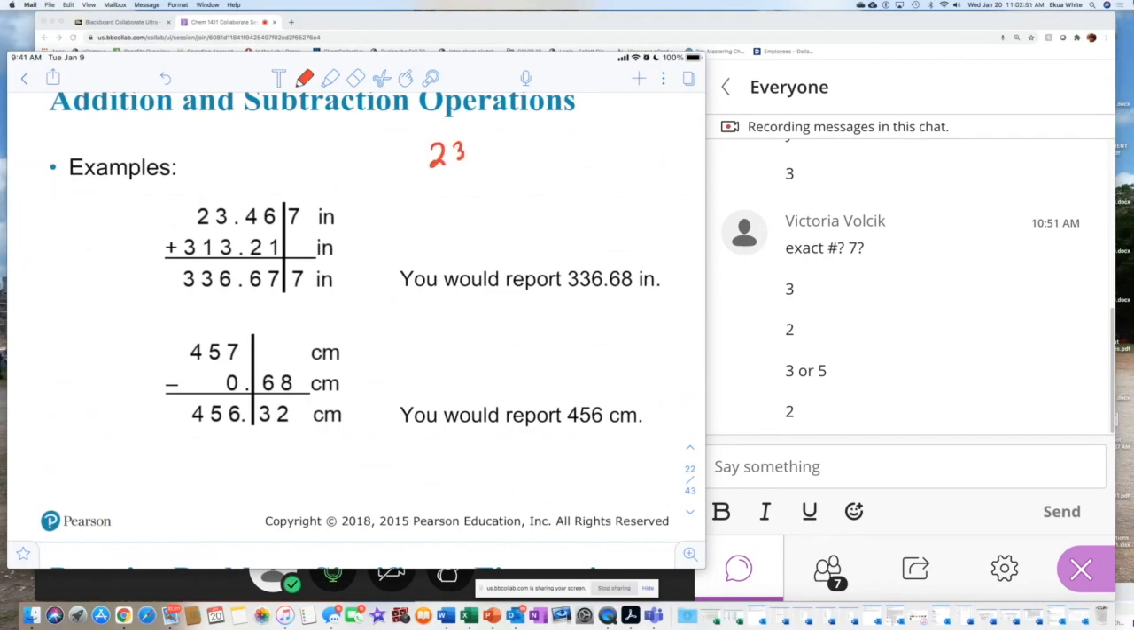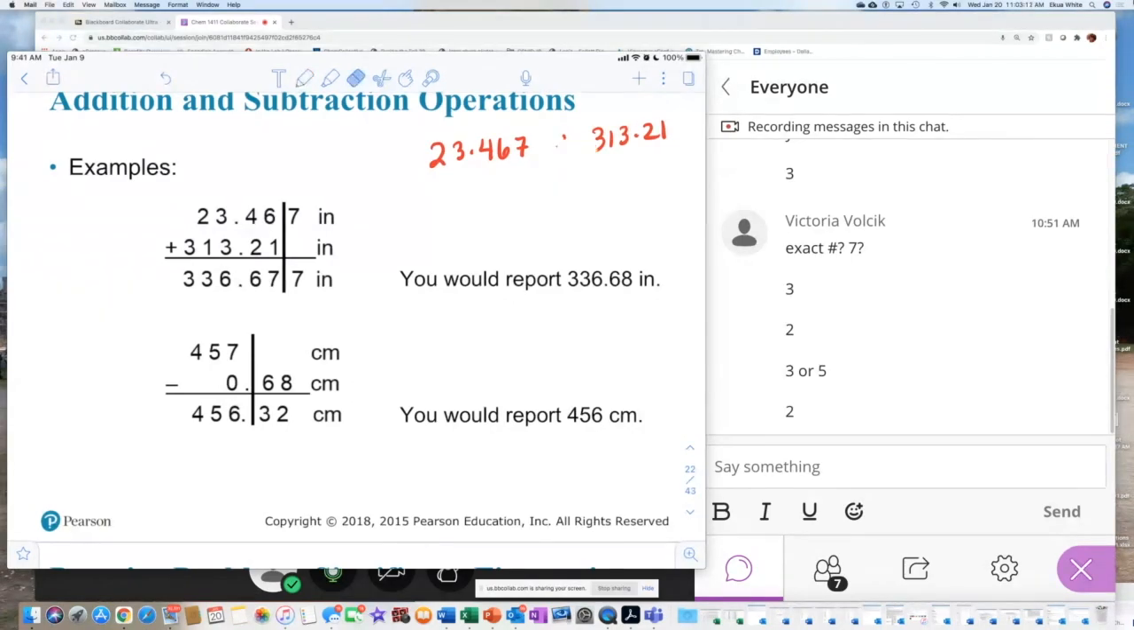So 23.467. This may have been written like this, plus 313.21. The numbers may have been written side by side. We don't have the original question. But remember I said when you're adding or subtracting, line up. So when I say line up, I mean make sure your decimals are lined up vertically.